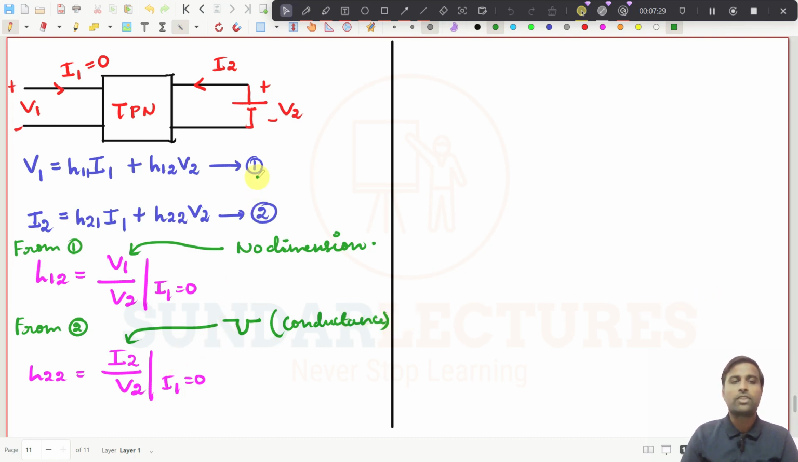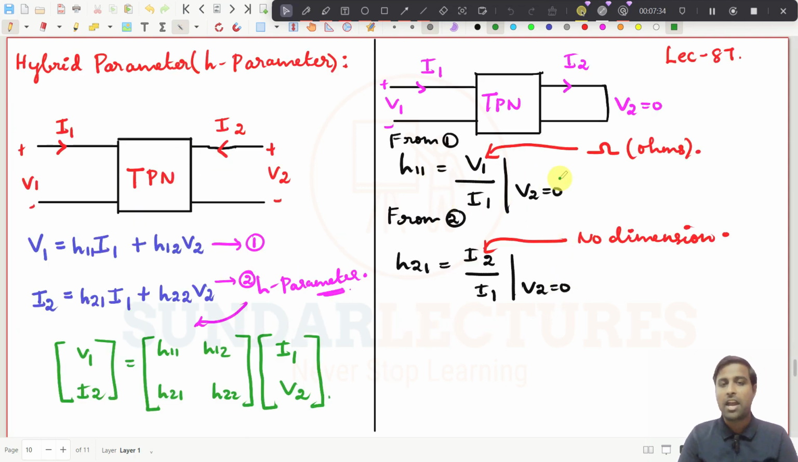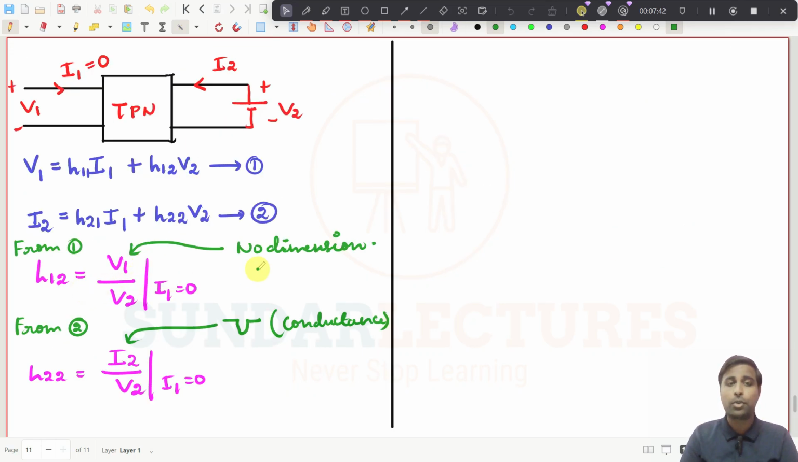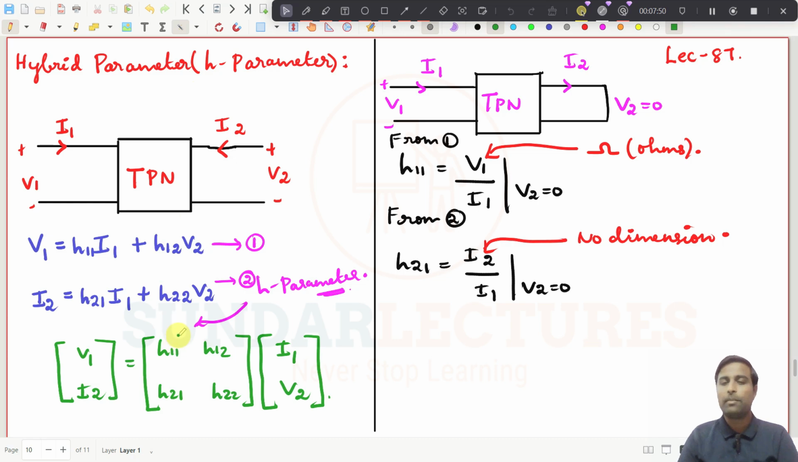Right? So now you see how we are getting all the 4 parameters. The 4 parameters have different things, right? H11 is ohms, H21 has no dimension, H12 has no dimension again, and H22 has conductance. So you see these kind of things, H parameters, will be very helpful if you are going for electronics and devices, right? Electronic devices will have these kind of H parameter values, and there you can see the application of these hybrid parameters, right?